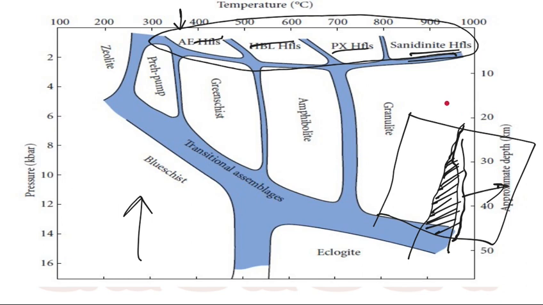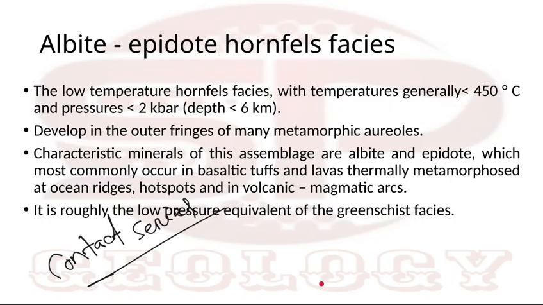Yes, that's the thing. So sanidinite hornfels will be closest to the intrusion because it is high temperature metamorphism. Albite epidote hornfels is the low temperature hornfels facies, and it generally takes place farthest from the intrusion. It takes place at around 450 degrees Celsius, and pressure is less than 2 kilobar. You can exclude the pressure also.